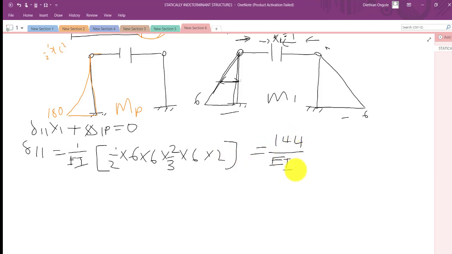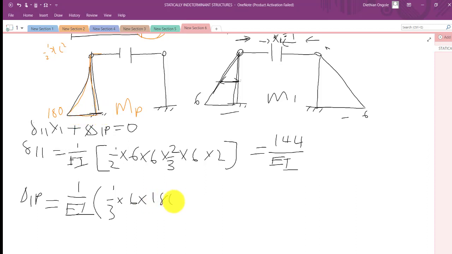Then we come and find the delta 1P. Delta 1P would be given by 1 over EI times, we already have this single shape here on this side. So its area is given by 1 over 3 times base, which is 6, times our height, which is 180, like that.